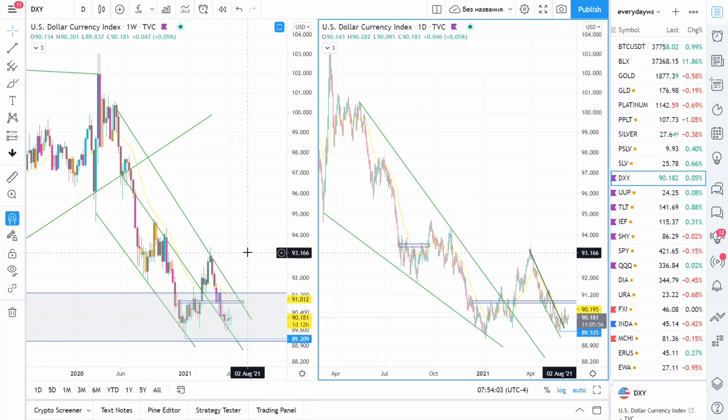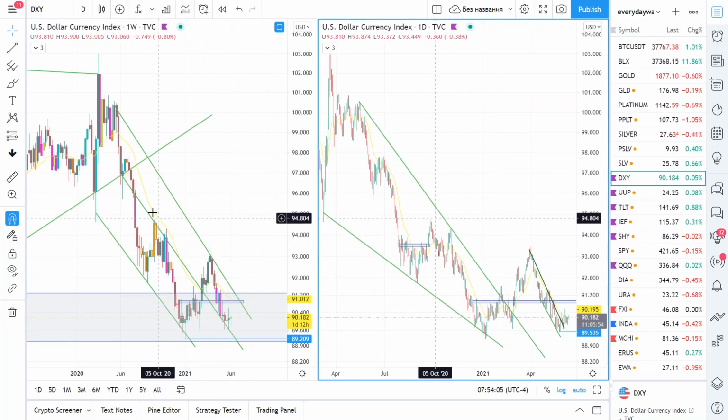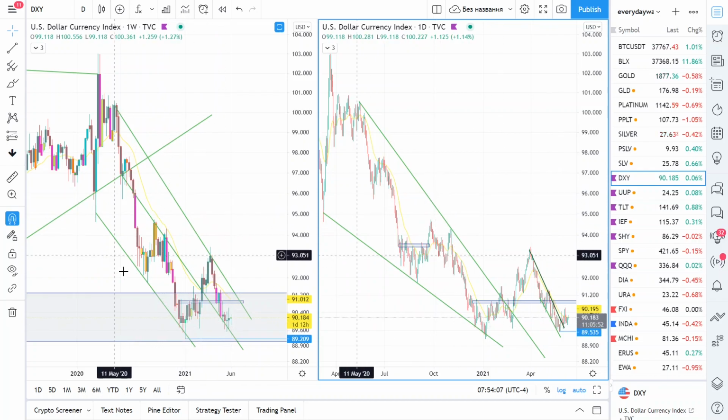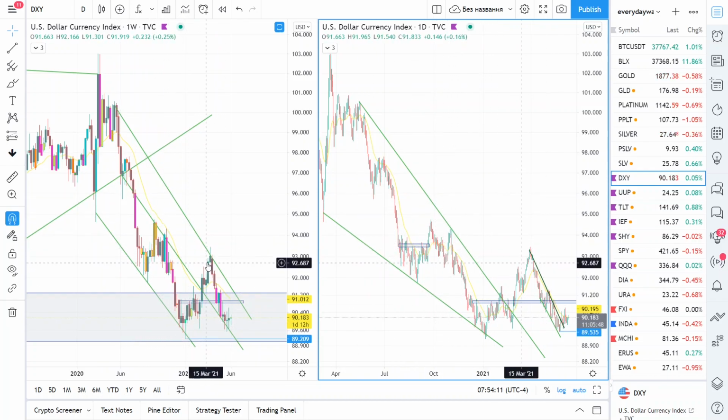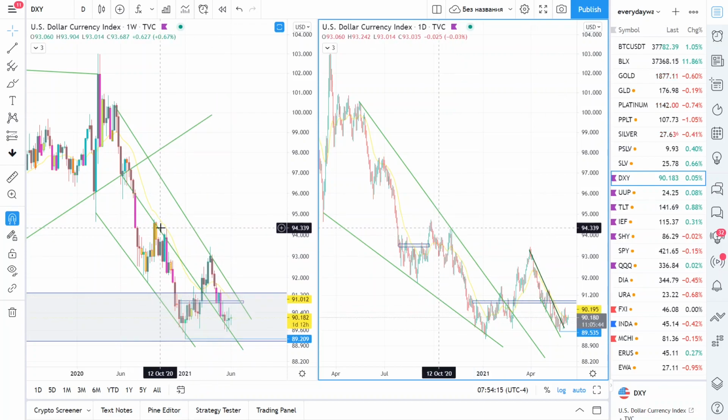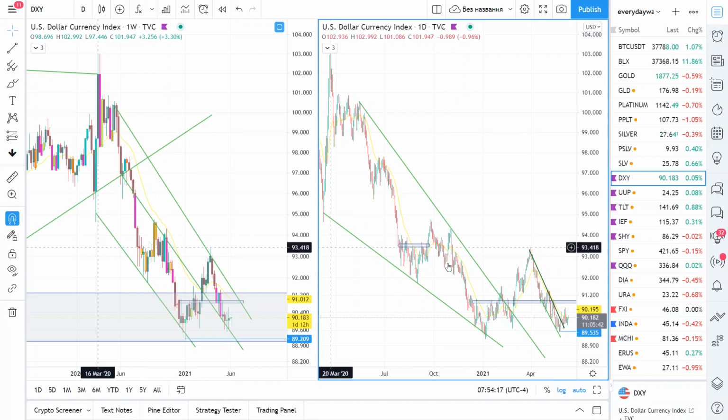So what does that really give us? Here we have a middle line of this parallel channel that acts as support when the price is above it, and resistance when the price is below it.